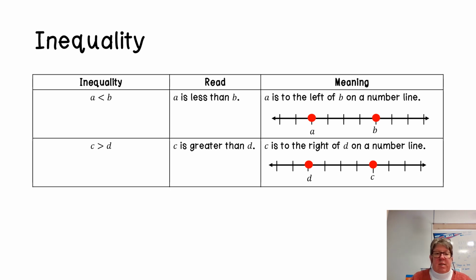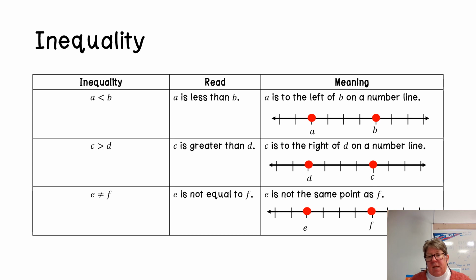Here we have C and then the greater than sign and D, and we read it C is greater than D. And that means that C is to the right of D on the number line. So C is a greater value than D. And then we also have not equals. E is not equal to F, and it just means that E is not the same point as F. As you can see, they are distinctly different.